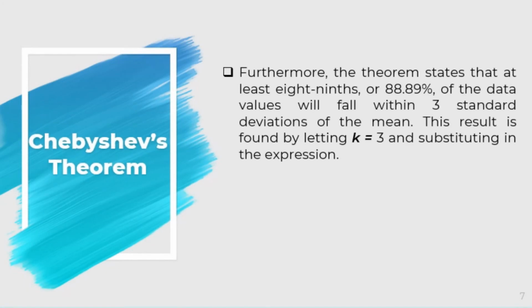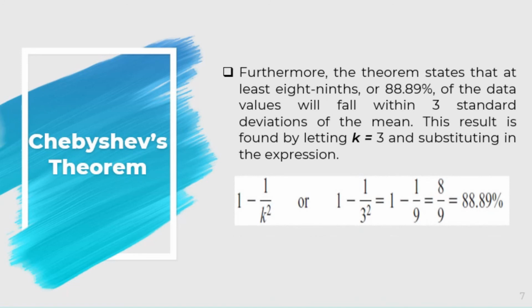Furthermore, the theorem states that at least 8/9 or 88.89% of the data values will fall within 3 standard deviations of the mean. This result is found by letting k equal 3 and substituting in the expression. 1 minus 1 over k squared, or 1 minus 1 over 3 squared, is equal to 1 minus 1 over 9, which is equal to 8 over 9, or 88.89%.